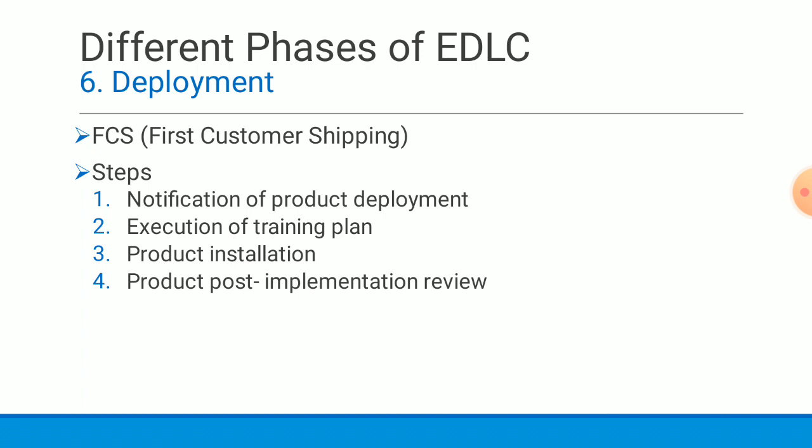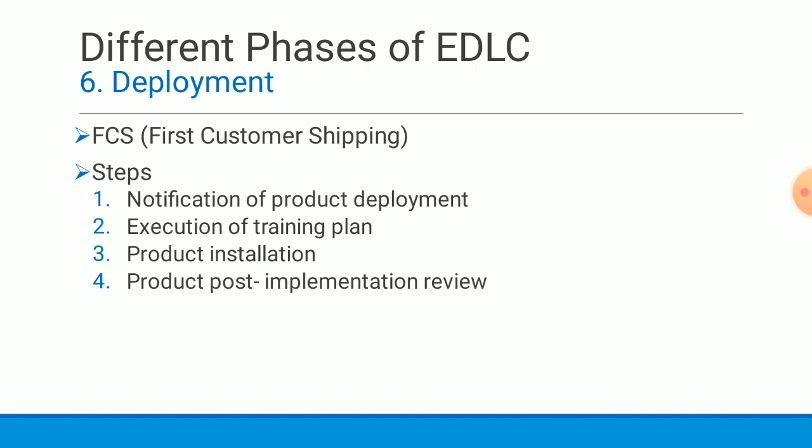Then second one is execution of the training plan. That is the second task in the deployment phase. Proper training should be given to the end user to get them acquainted with the new product. So before launching the product, conduct proper training as per the training plan developed during the earlier phases. Of course, user manuals will help in understanding the product, its usage and accessing its functionalities to a certain extent. So usually the training plan uses this type of user manuals.